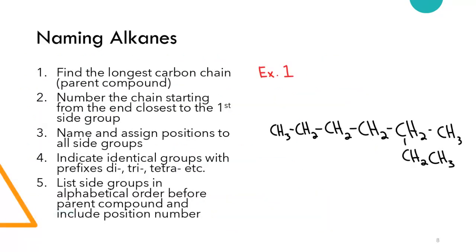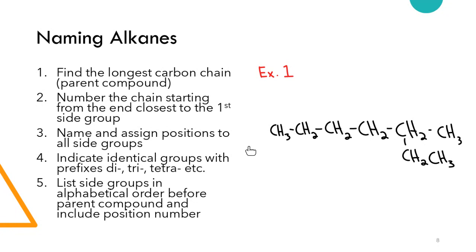Okay. So the next thing we focused on was naming alkanes. So I have a few examples here. Your first step is always finding the longest carbon chain, which is going to be your parent compound. Your next step is numbering the chain starting from the end that's closest to that first side group. Your next step is to name and assign positions to all of the side groups. And when you're listing names, you can indicate identical groups with the prefixes di, tri, tetra, all that stuff. And then you're going to list side groups in alphabetical order before the parent compound and include the position number.